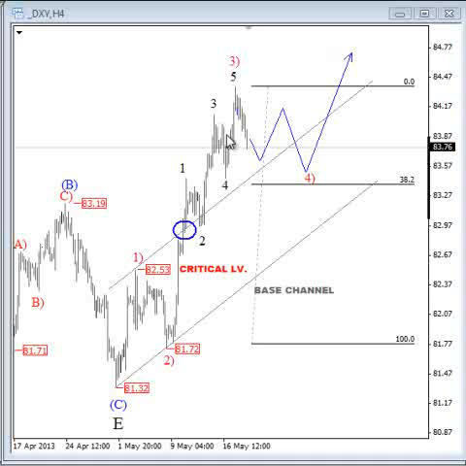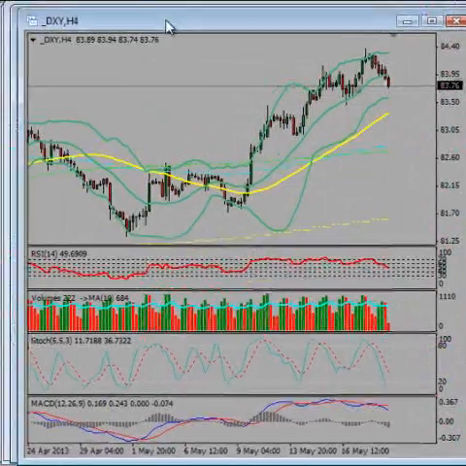So from this larger perspective, we will stay bullish on the US dollar index as long as the price trades above this critical level, because we know that wave 4 must not trade into the territory of wave 1 or wave 2. So this wave 4 must not fall below these levels, otherwise we will know that the wave count is invalid, and of course we will have to adjust our prediction.